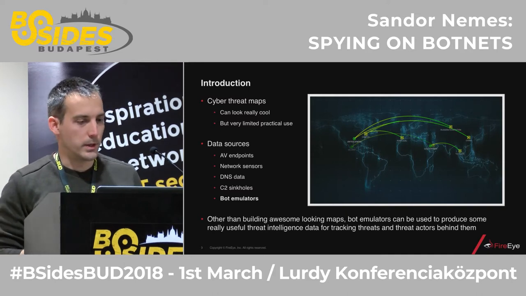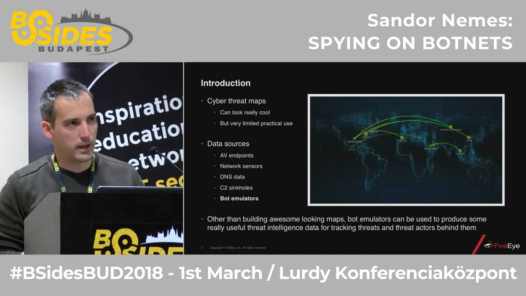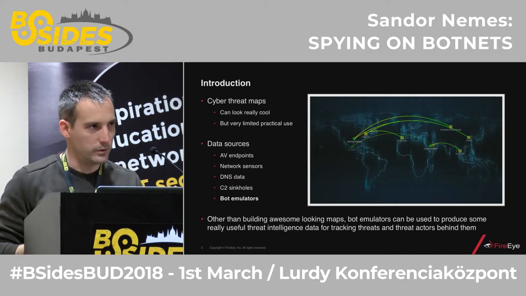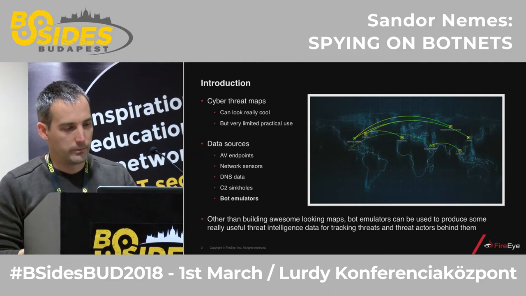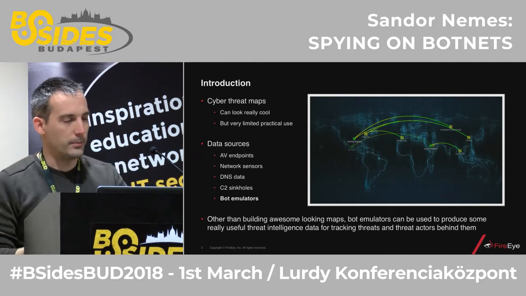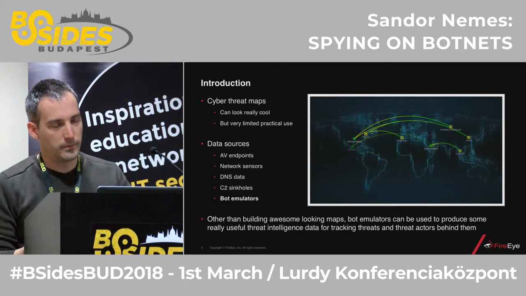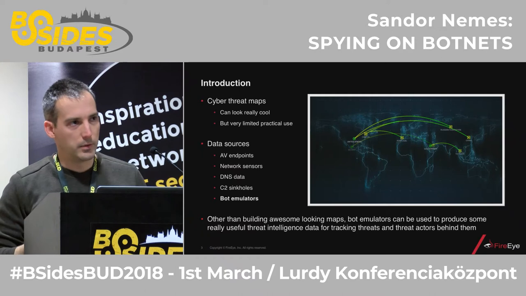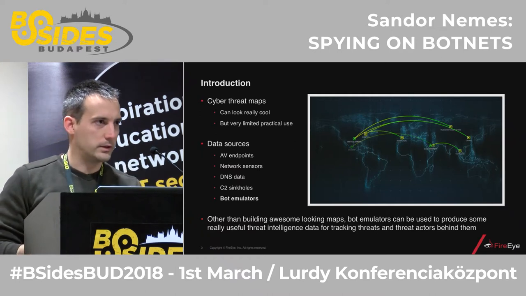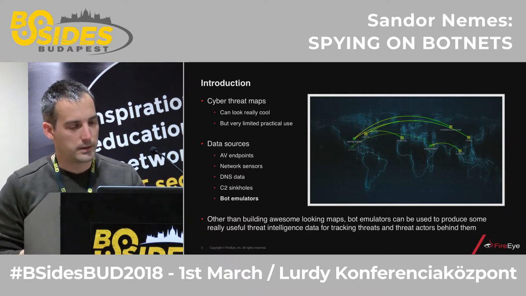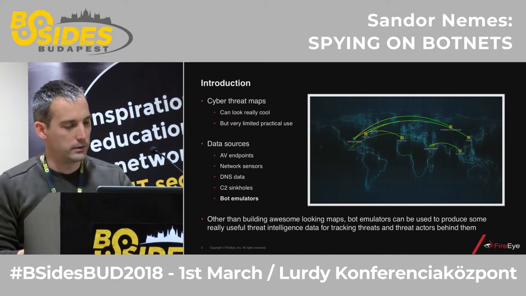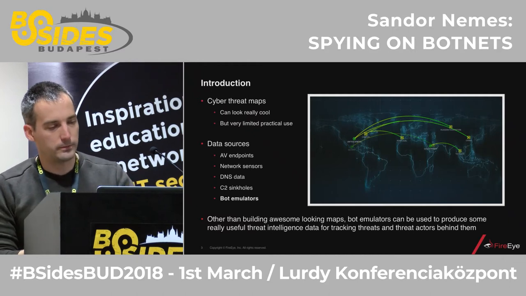These kind of look really cool, especially if someone walks into the office and this is shown on a big screen. But to be honest, this is more of a performance art, so its practical use is kind of limited. Nonetheless, they are still very cool. So companies use various data sources to build these cyber threat maps, depending on their area of business. For example, antivirus companies use their AV detection data at the endpoints, at the customers. Network security companies use their network sensors, and so on.